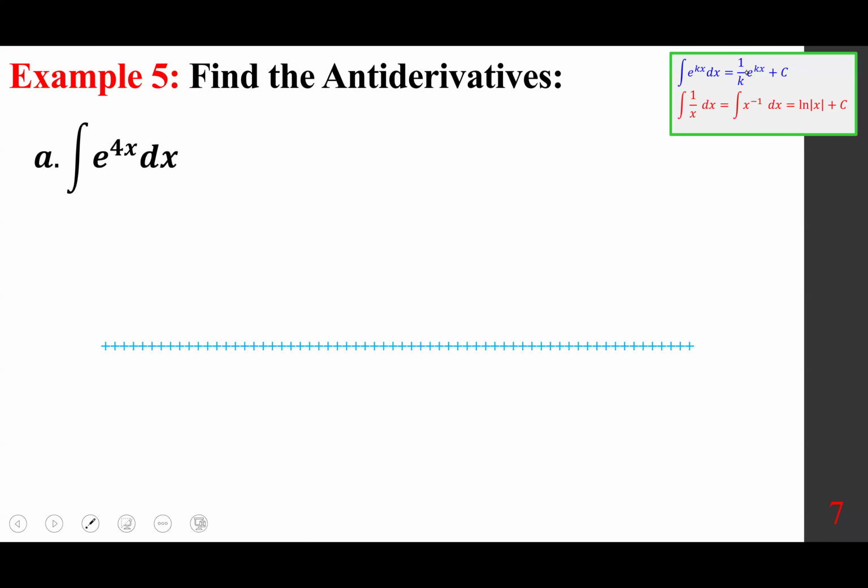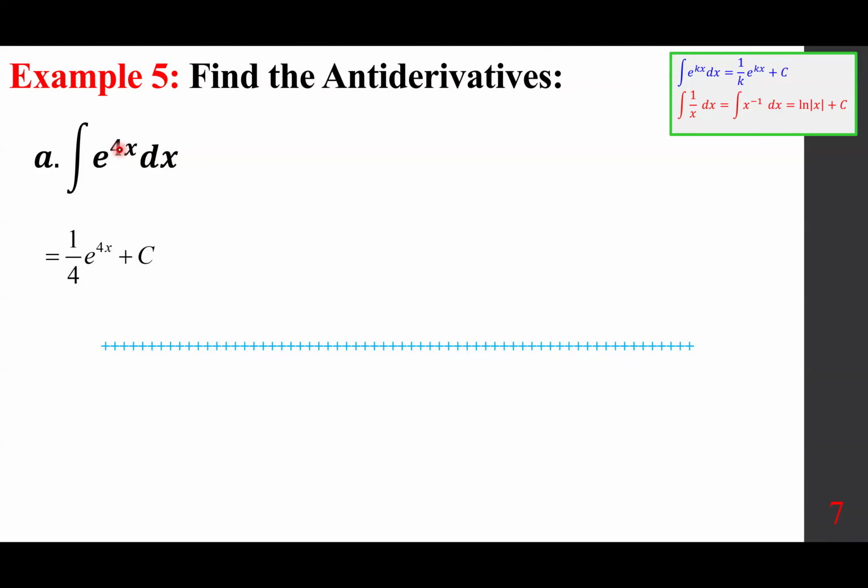Exponentials. Whether you differentiate or integrate exponential functions with base e, the answer is itself. However, in the case of differentiation, you multiply by k. This is k, the coefficient of x. In the case of integration, you divide. So when you have the integral of e to the power of kx dx, the answer is itself, but divide by k and a constant. So in this case, the answer is itself, divide by 4 and a constant, we get 1/4 e to the power of 4x plus c.